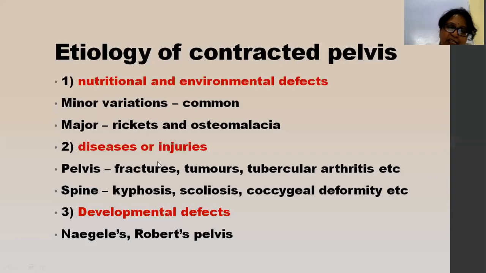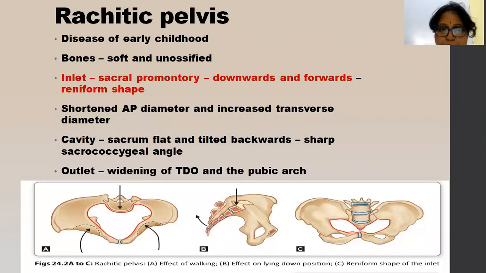Or either diseases and injuries. Diseases of the pelvis like fractures, tumors, tubercular arthritis, etc. might cause it, and any injuries of the spine leading to kyphosis, scoliosis, any coccygeal deformities, they all lead to contracted pelvis. Next are developmental defects, which are Naegeli's and Robert's pelvis. We will see what are Naegeli's and what are Robert's pelvis.